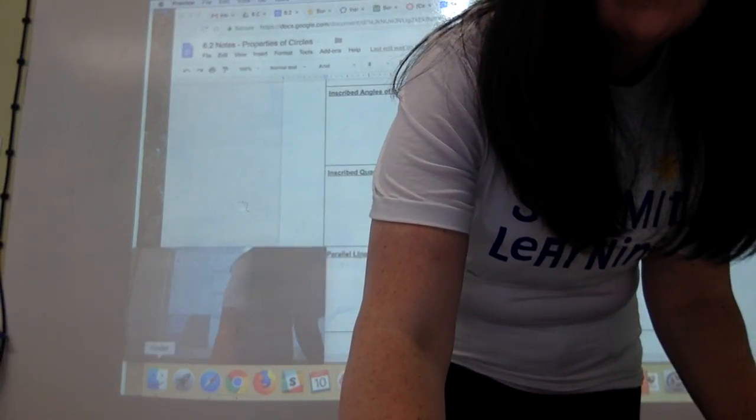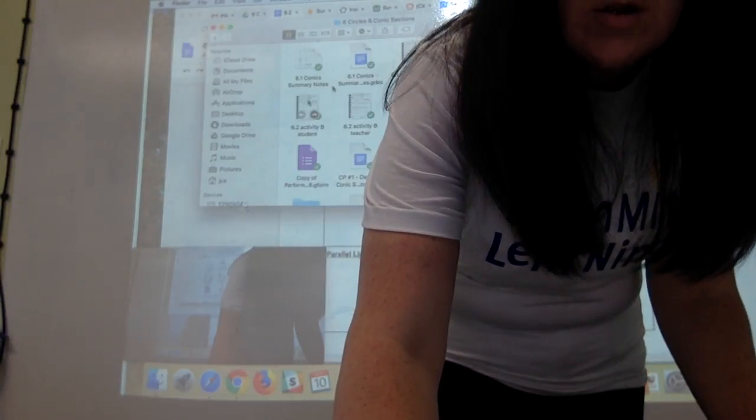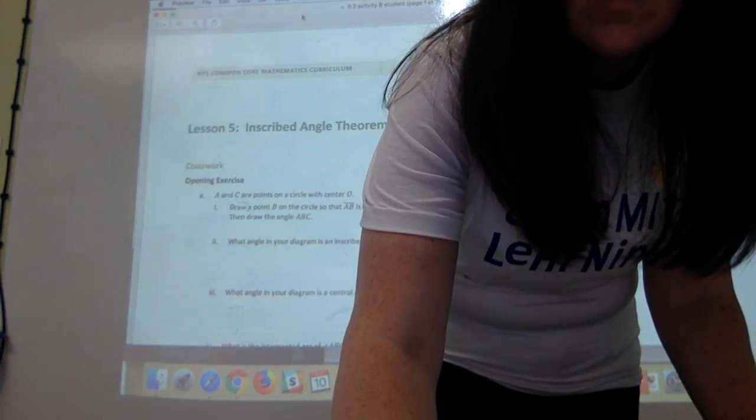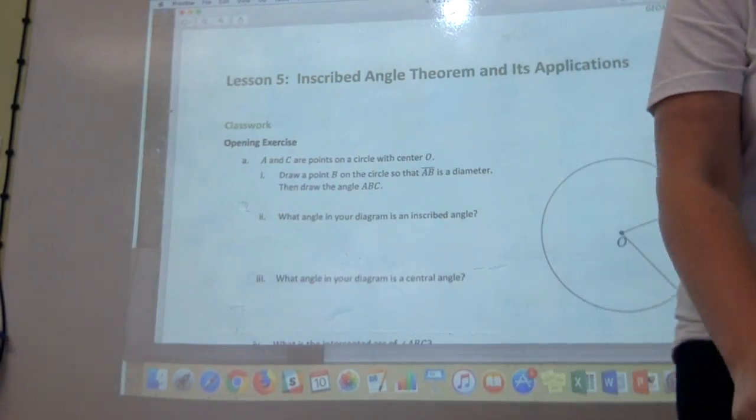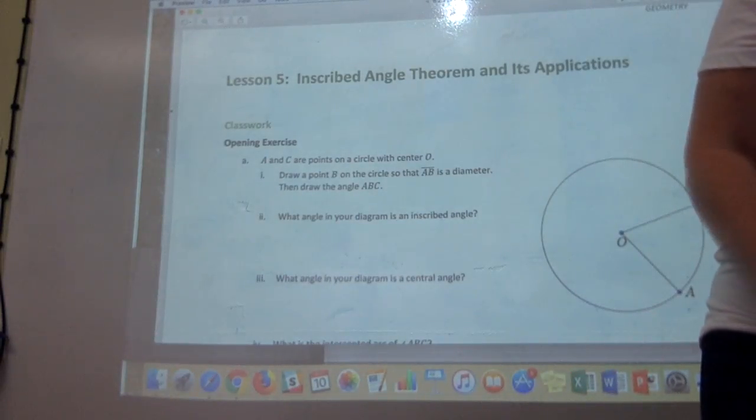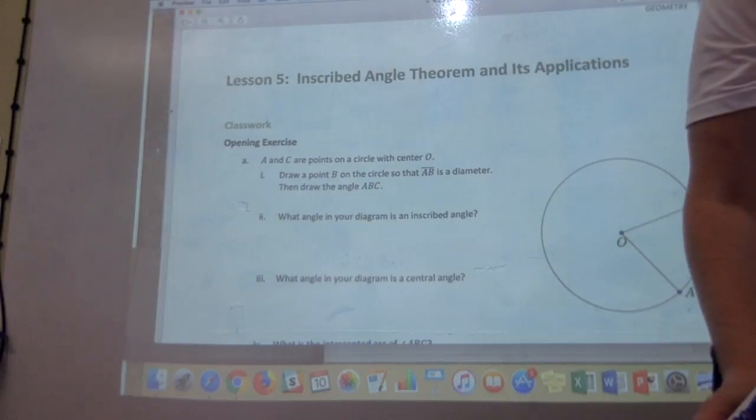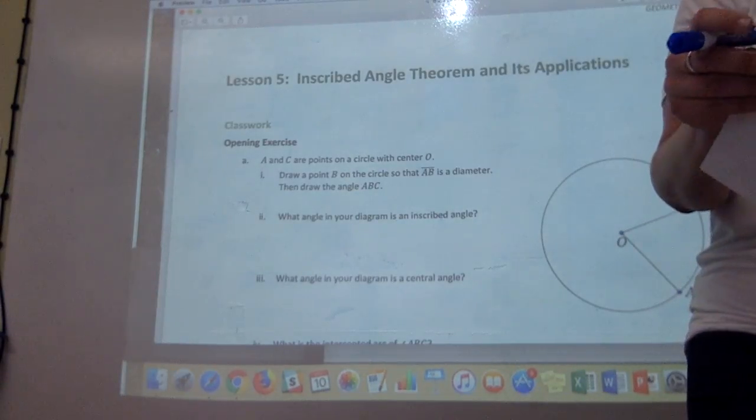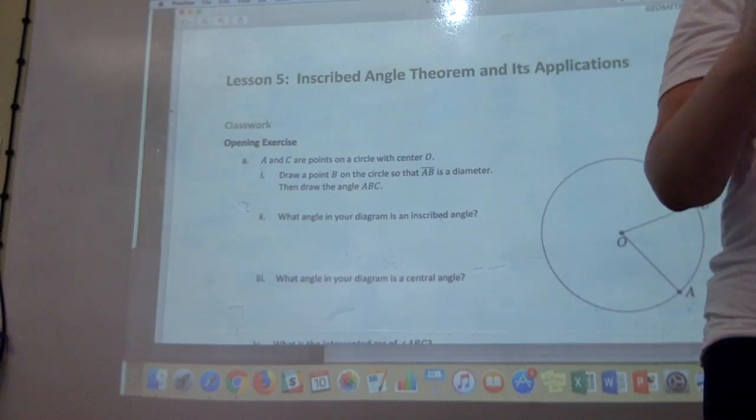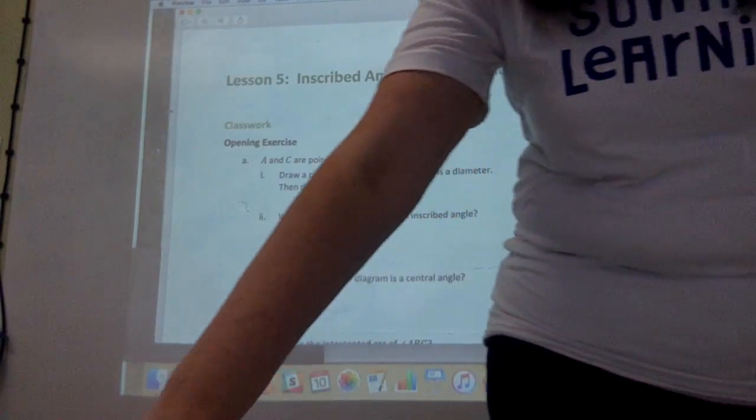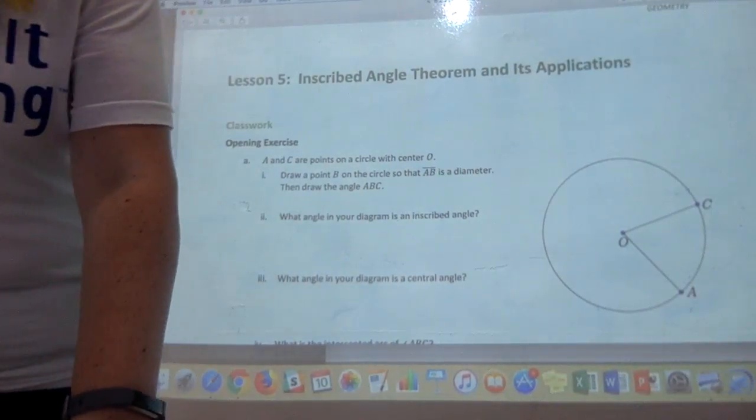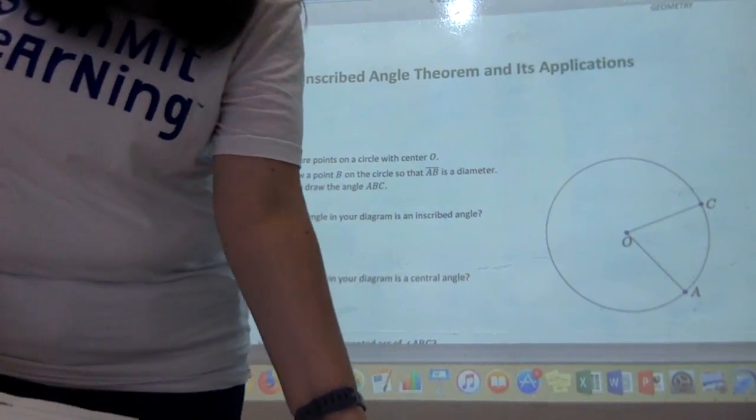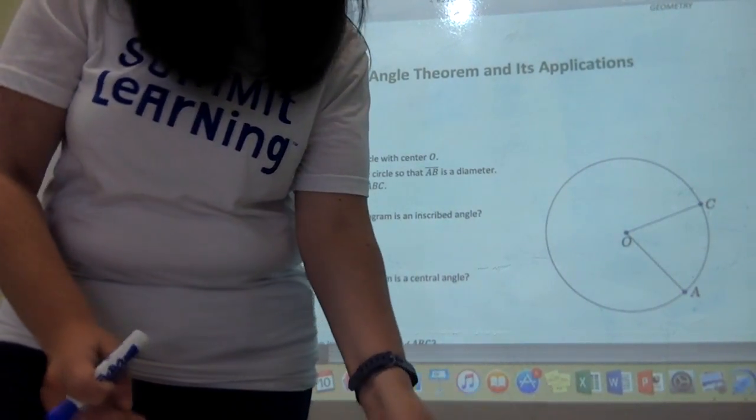Okay, so now the other thing we are going to talk about today, 62A, 62B, this one. Some inscribed angle theorems and its applications. Oh, I have it all stapled together. That's why I was looking for it. There it is. So this is not stapled together.